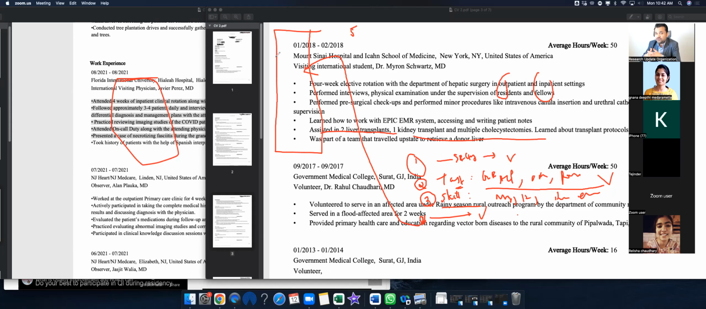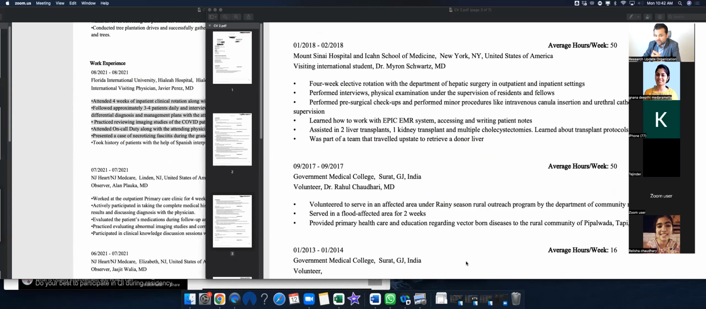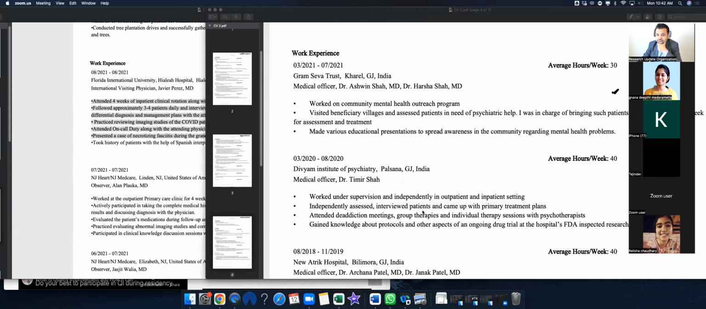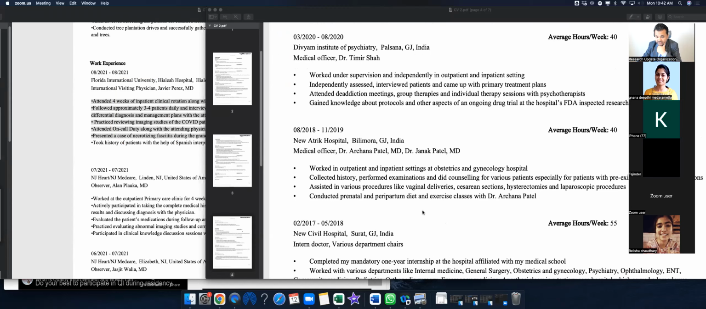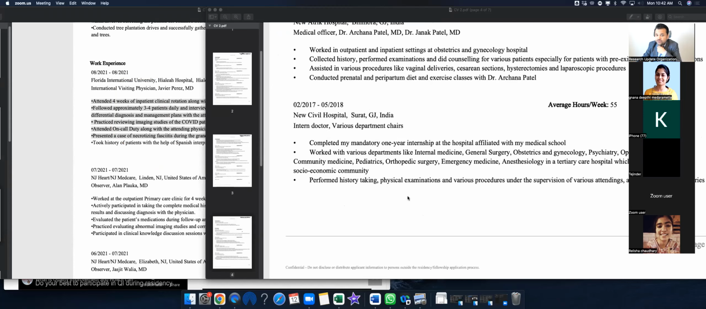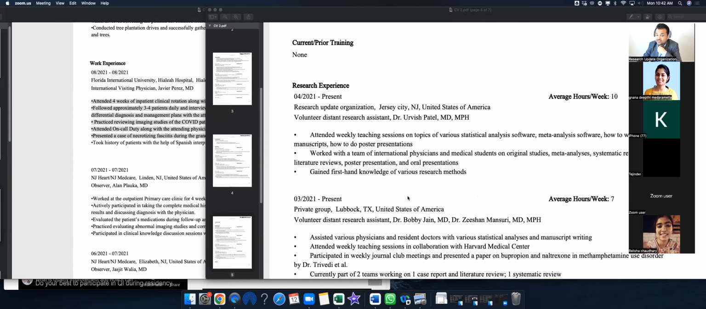So those types of things you can tailor to what is going to be the long-term helpfulness of that particular rotation. Now, this is the same way you can proceed with all rotations, then research experience.